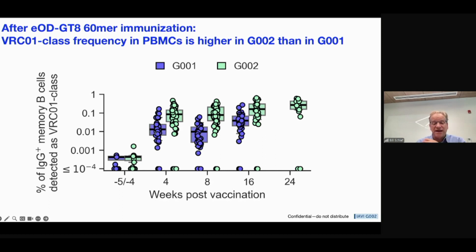It was super exciting. 0.01% is like 1 in 10,000 memory B cells are VRC01 class. It's a fantastic number. In G002, it was even higher. 8 weeks after that first vaccination, again, it works better. So you can see mRNA, 100 micrograms of mRNA, basically is giving us stronger VRC01 class responses than protein did, which was a good sign.